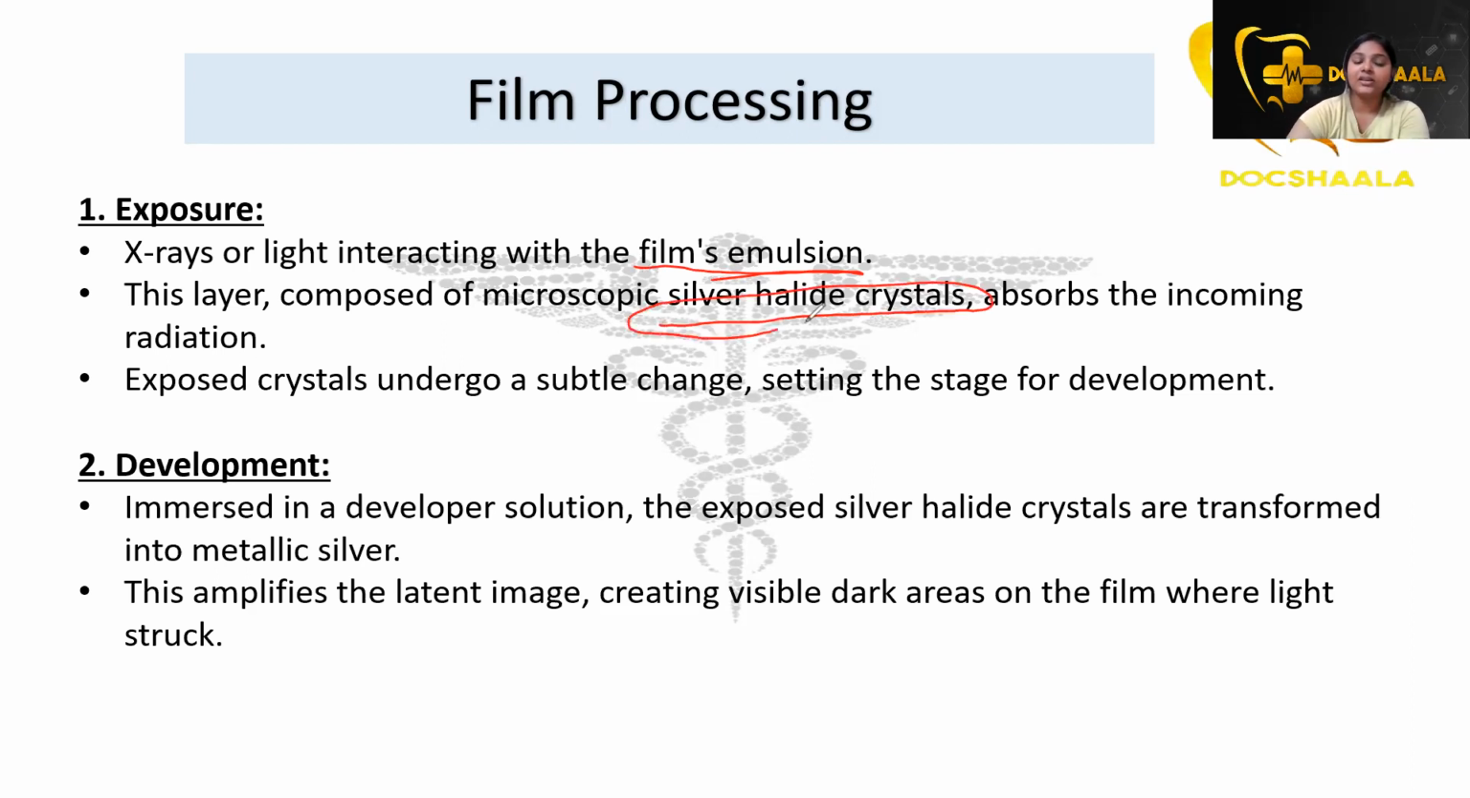silver halide crystals which absorb the incoming radiation, and these exposed crystals undergo subtle changes which set the stage for development. During development, we immerse the film after removing its cover, and the exposed silver halide crystals are transformed into metallic silver. This amplifies the latent image and creates visible dark areas on the exposed surface. Okay. Then after development, what do we do?